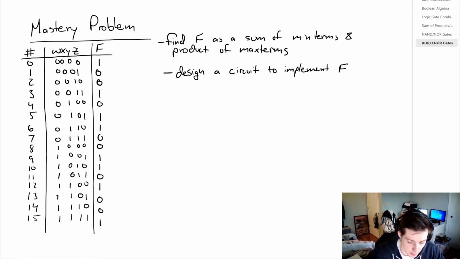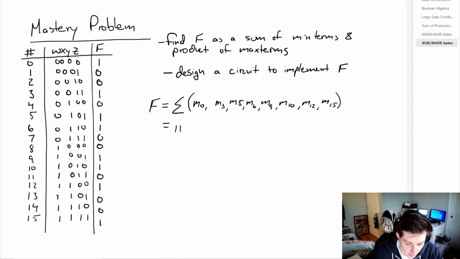So we can start with the first part where we are going to express F as a sum of minterms. And from this, we can simply express F as the following. And then we can also express that as a product of maxterms.